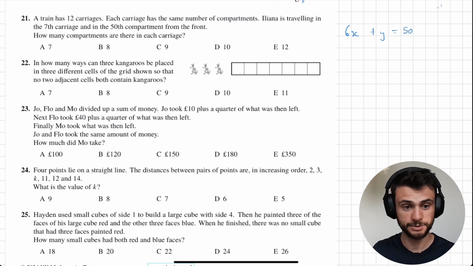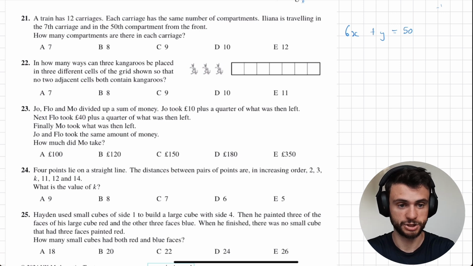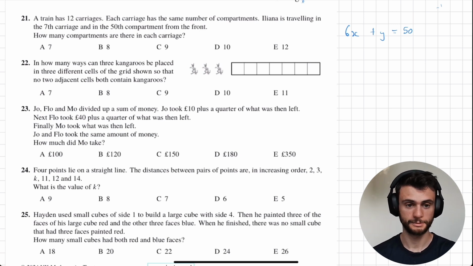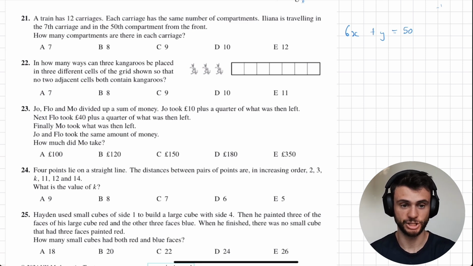So when we think of what possible values X could be, well, if there's 7 compartments in each carriage, then there'd be 42 compartments in the 6 carriages in front of her. But then she'd be in the 8th compartment in the 7th carriage. But we just said that there are 7 compartments in each carriage, so that wouldn't make sense.